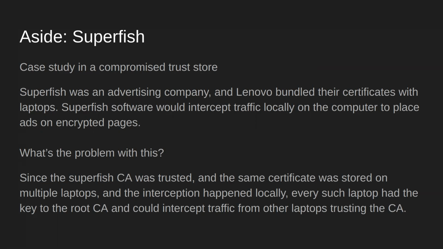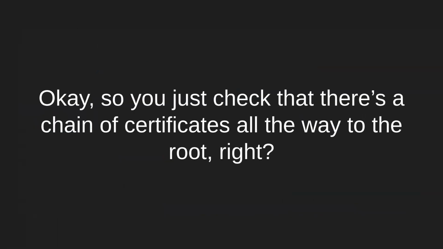The problem is they used the same certificate on every single device, and because all the interception was happening locally, every device had the same private key. And so if you just had one of these devices, you could get the private key, and then you would essentially be a certificate authority that's trusted by all these other devices, which essentially allows you to intercept traffic for any website on a device that trusts that certificate. So moral of the story is, if your trust store is compromised, TLS's guarantees don't hold.